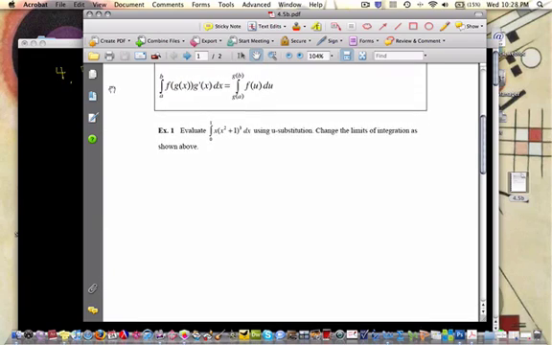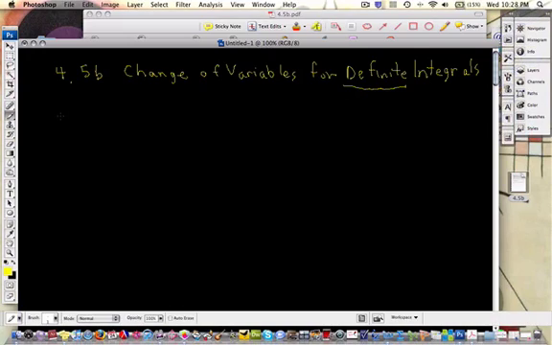So let's start with example 1 and evaluate this definite integral. The definite integral of x times (x squared plus 1) cubed dx from 0 to 1. So again, the only thing different about this is instead of doing an indefinite integral, this is a definite integral, and I know that because of the lower and upper bounds.